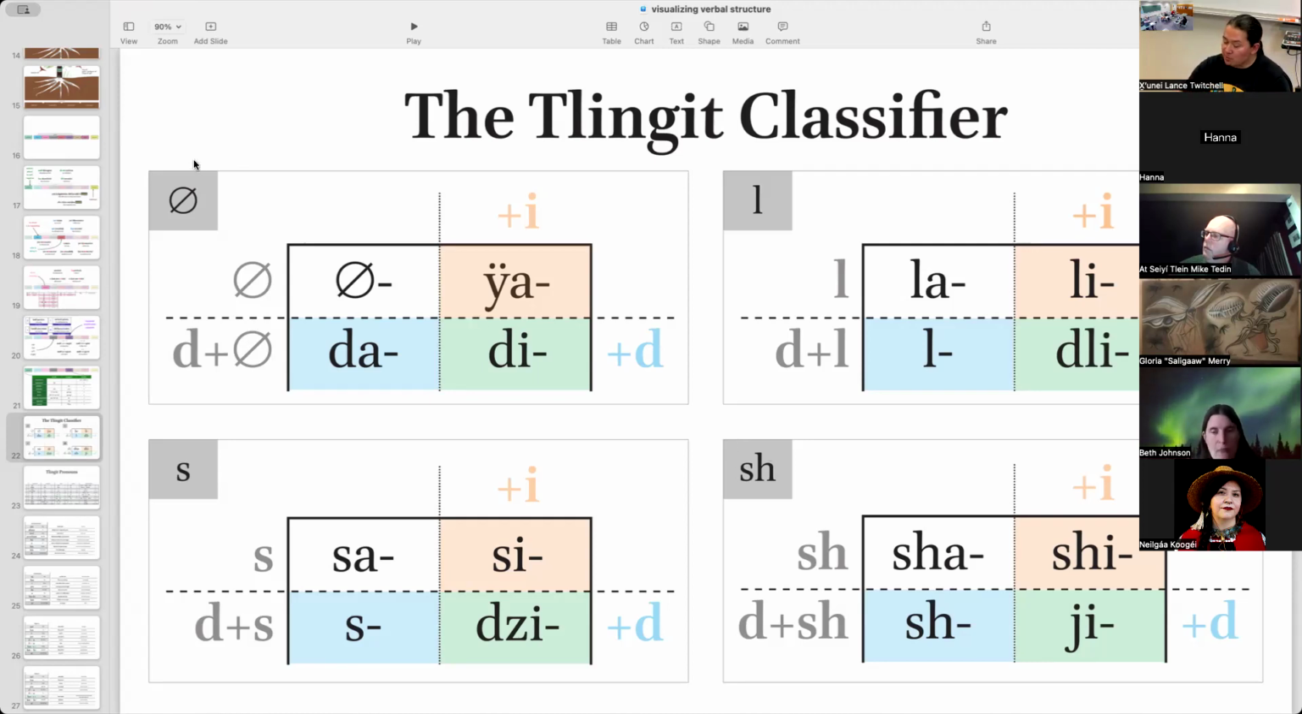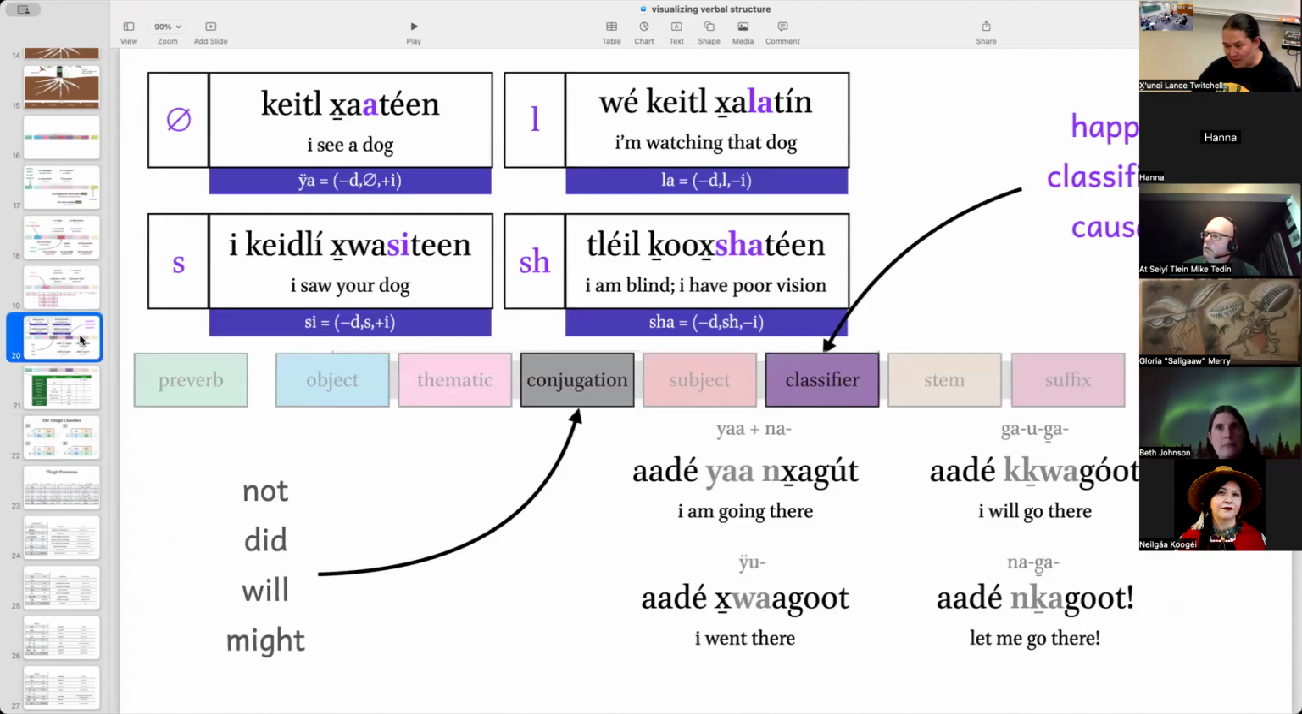However, you can switch from 0 to either L or S to say it's not just happening, but somebody is doing the thing. So you could say Yak-A, it's good. Aushik-A, somebody improved it. Yanik, they are sick. Ausinik, somebody got them sick. So that's the short version of the classifier.